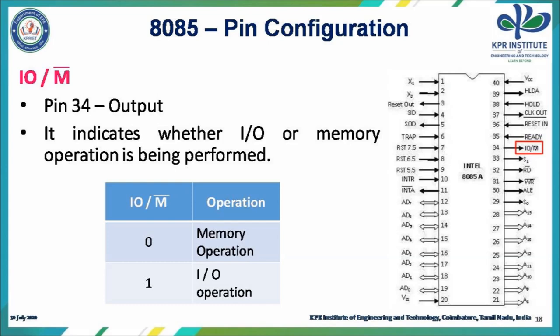The next pin is the IO by M bar pin. This pin is used to indicate whether the processor is communicating with IO device or the processor is communicating with memory. So in the name itself we can identify IO is an active high signal because there is no bar on the top, and memory is the active low signal. So when IO by M bar is equal to 0, it means that the processor is communicating with memory, and if IO by M bar is equal to 1, then it means the processor is communicating with IO devices.